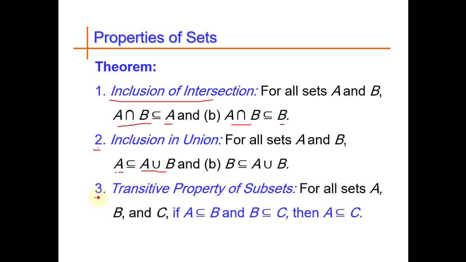Likewise, the third property is the transitive property of subsets. For all sets A, B and C, if A is contained in B and B is contained in C, then A is contained in C.